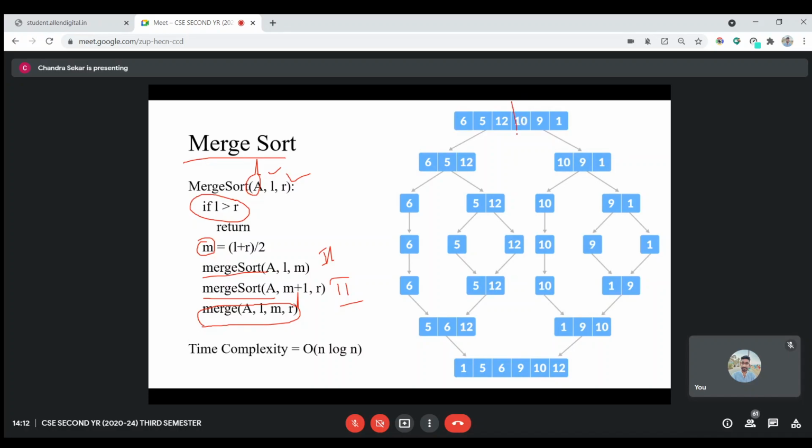So it is going to divide the given array into two halves, that is 6, 5, 12 and 10, 9, 1. And this 6, 5, 12 again will be divided into two halves, that is 6 and 5, 12. And this again will be divided into 10 and 9, 1. And this 5, 12 will be divided into 5 and 12, and 9, 1 will be divided into 9 and 1.